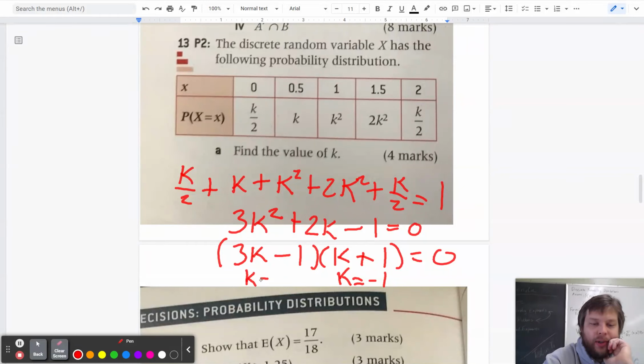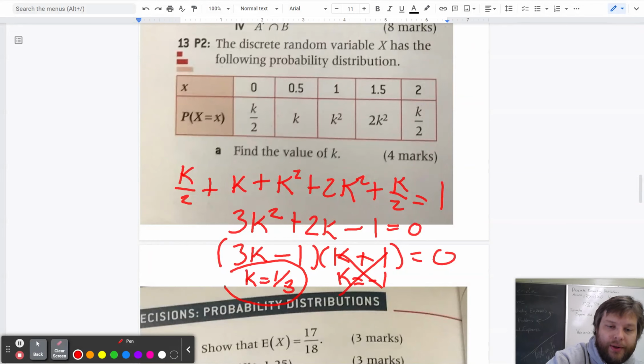Ask yourself which one of those makes sense here. I hope you understand then that this one cannot happen because you can't have a negative probability. And remember that k is talking about the probability of this happening. So now we know that k is equal to 1/3.